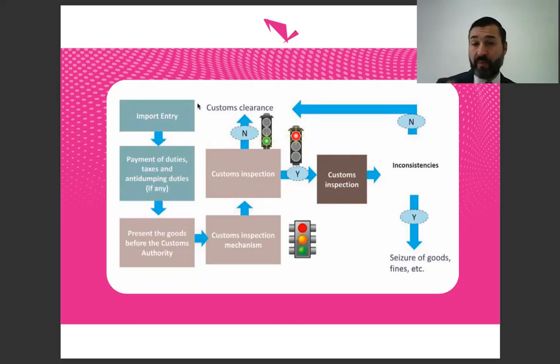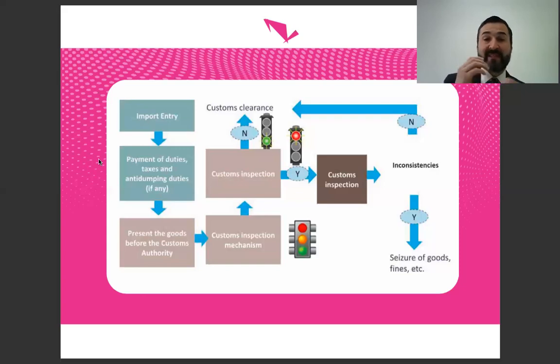If after pressing this button, you get the green light, you're free to go. But this does not mean that you will be going free forever and ever, okay? This means that this customs clearance procedure is over, but you may be inspected in transit to your warehouse, or while in your warehouse, you could be inspected by customs authority with respect to your recent importation, okay?